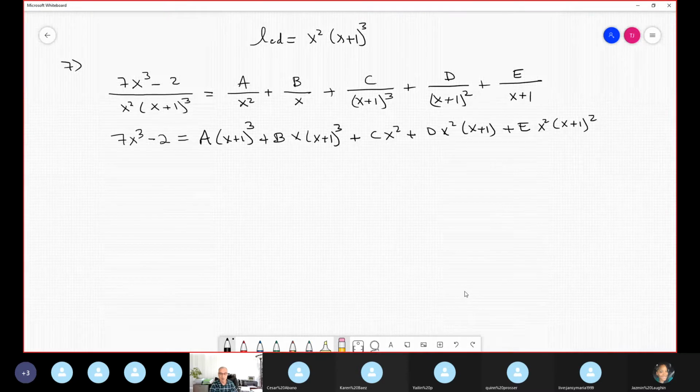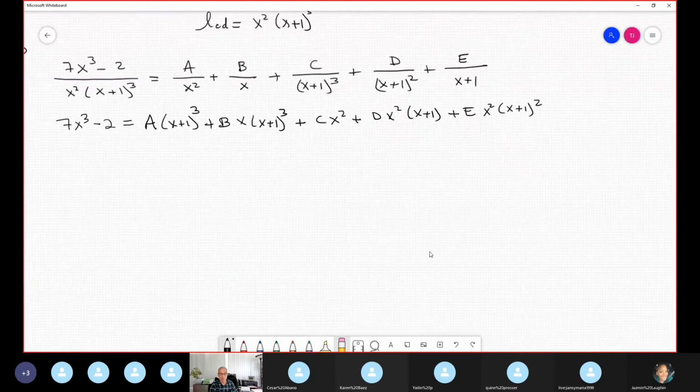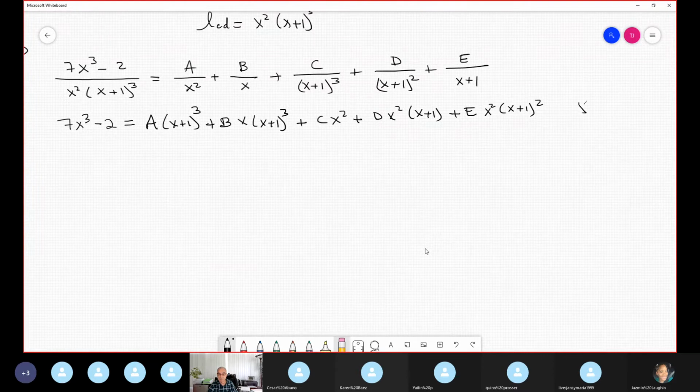It is obvious that the smart values involved in the problem are 0 and -1. Let's use them immediately. Suppose x equals 0. When you plug in 0, the left side is -2. The only one that stays alive is A, because the others are 0. So A times (0 plus 1) cubed, this is just 1. Therefore, the conclusion is A is equal to -2.